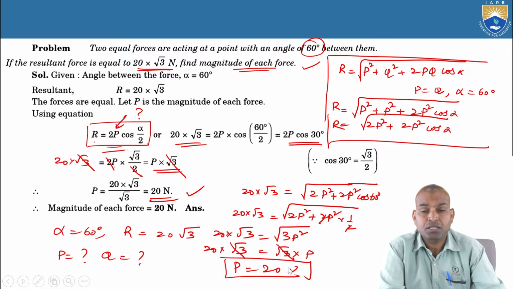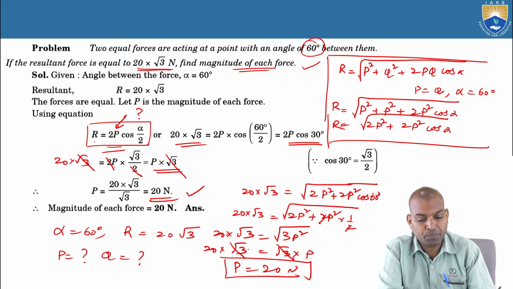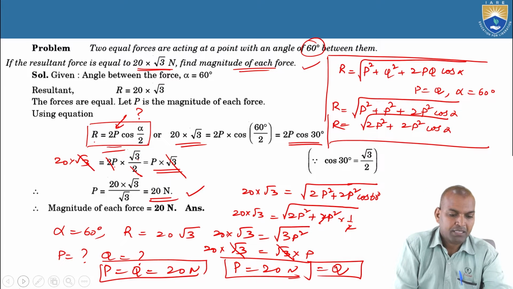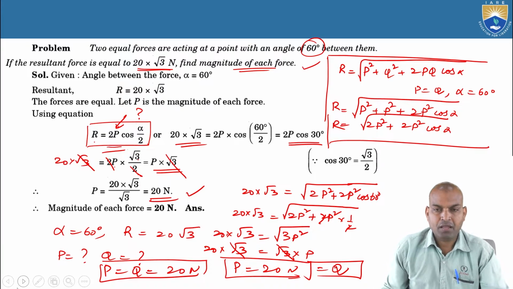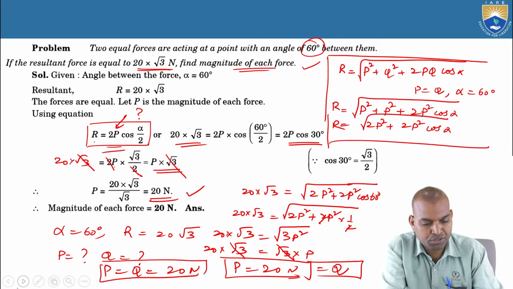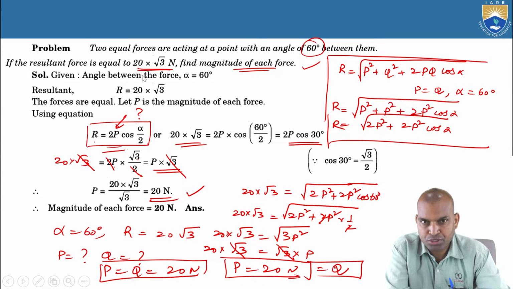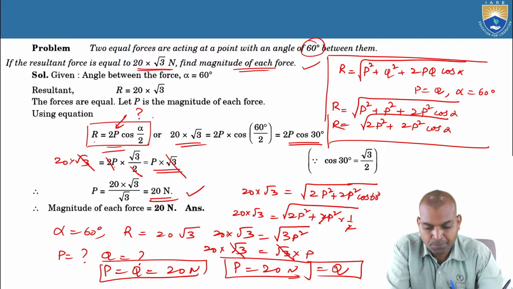So P equal to 20 newtons, and since P equal to Q, each force is 20 newtons. That means P equal to 20 newtons equal to Q. That is the objective we were asked to find: P equal to Q equal to 20 newtons. It is obtained in this manner.